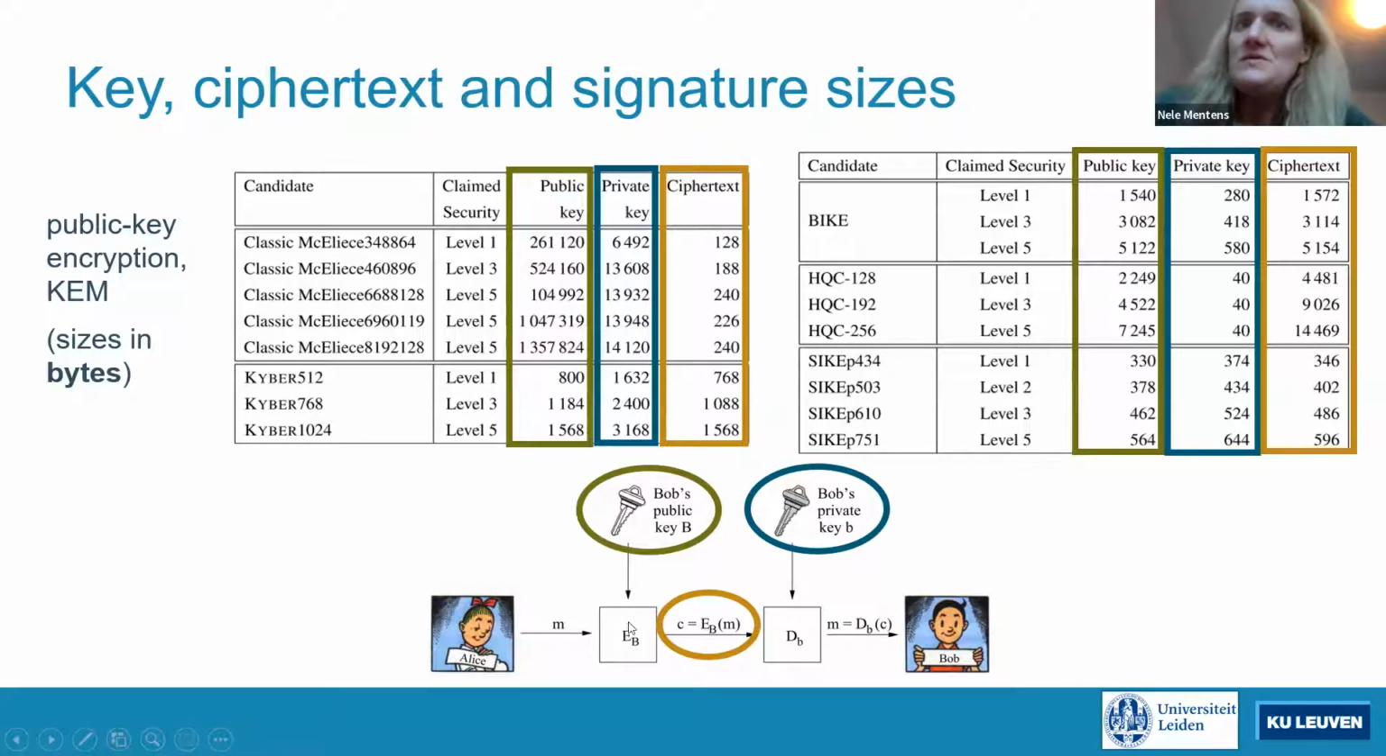So the keys that need to be used for the computations on the side of the sender and the receiver. Of course, it's important, if these are large, then you need large computations, you need a lot more processing. And also the ciphertext, that is what is being sent over the communication channel. So if that is large, then you need a lot more bits to be transferred over the channel. And of course, that also costs energy and delay, etc. So these are important things to look at. And as you can see in the post-quantum candidate algorithms, these things are much larger than in traditional public key crypto.